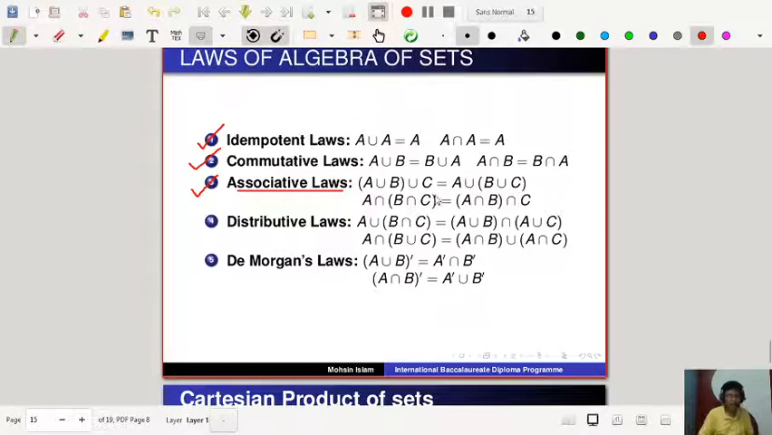Okay. And you have distributive laws. Similarly for the intersection also. You see the distributive laws. A union (B intersection C) equal to (A union B) intersection (A union C). And it's a dual. Actually, if you replace the union and intersection in the first formula by intersection and union, you will get the second one. Okay. This is the distributive laws.